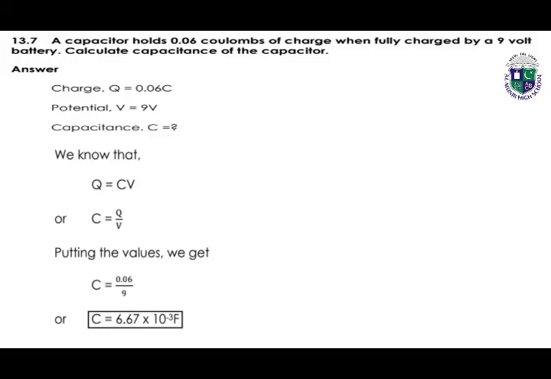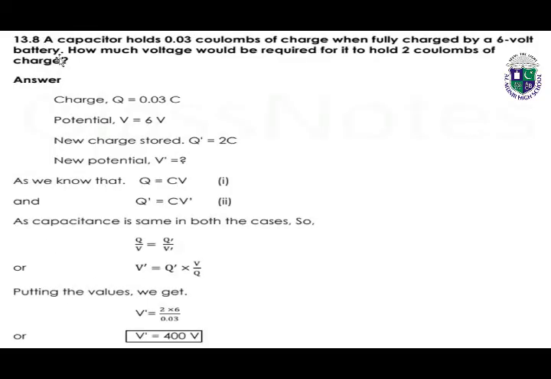F. 13.8, a capacitor holds 0.03 coulombs of charge when fully charged by a 6 volt battery. How much voltage would be required for it to hold 2 coulombs of charge? So charge is given, which is 0.03 C. Potential is given, which is 6 volts. New charge stored is 2 C. We have to find the new potential.